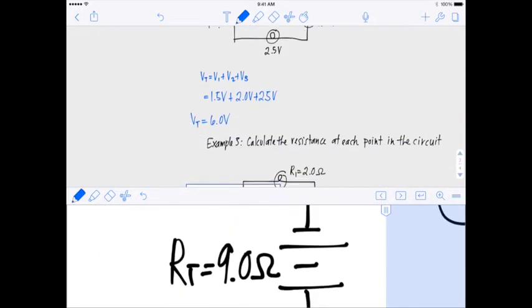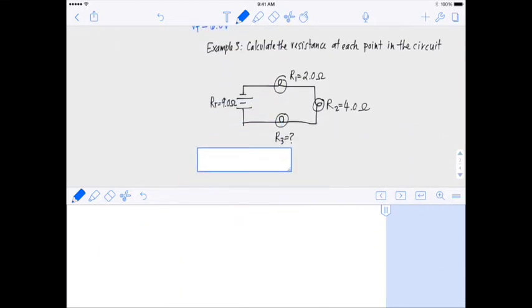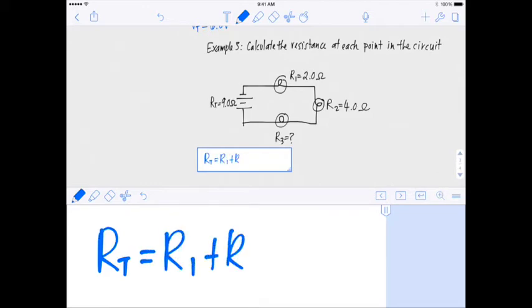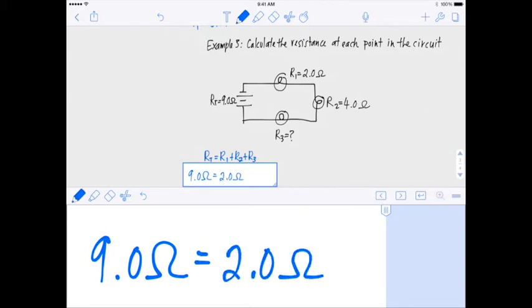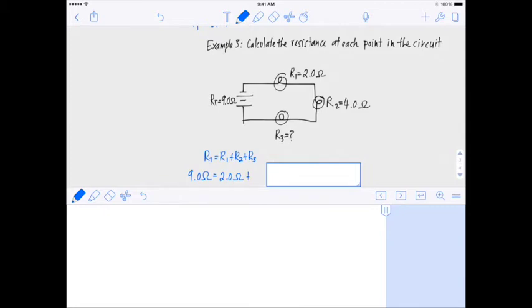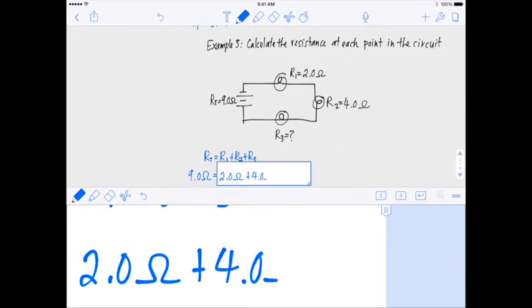The third example has us looking at resistance. And the equation for resistance in a series circuit states that resistance 1 plus resistance 2 plus resistance 3 equals the total resistance. This time, they've given us the total resistance. They've given us 9 ohms as the total resistance. They've given us R1, it's 2 ohms. R2 is 4 ohms. But they don't give us R3.